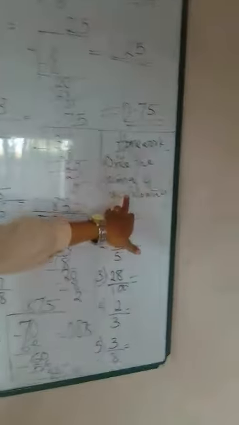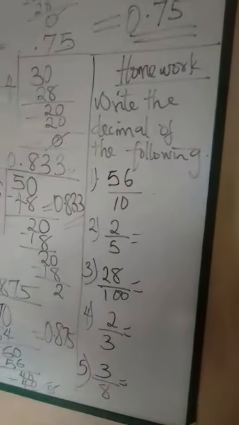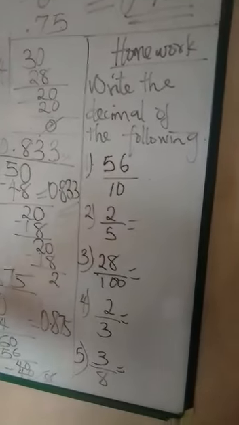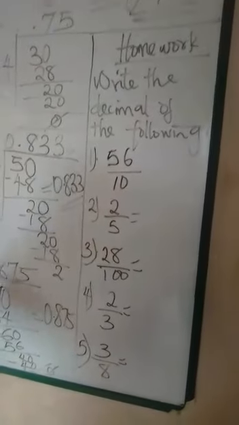Alright, I'll give you homework to do. Write the decimal of the following: 5 over 10, 2 over 5, 28 over 100, 2 over 3, and 3 over 8. Okay? Do well, stay safe.